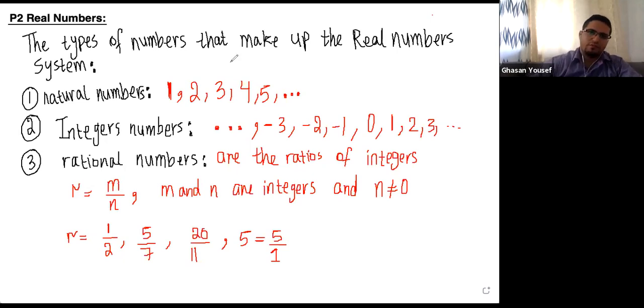Now the fourth set that makes up the real numbers is called the irrational numbers.